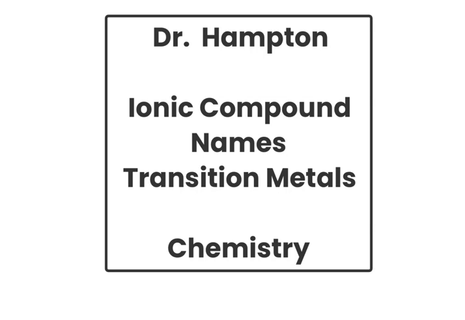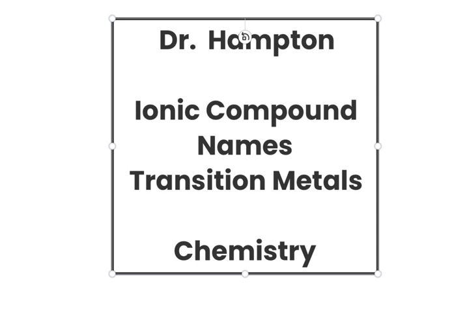Good morning. This video is about how to name ionic compounds that contain a transition metal. So where we're going to start with this is that we are going to pick a transition metal. Remember that the transition metals are those in that center group, those center 10 columns of the periodic table. I'm going to pick one of those, which is going to be copper, and I'm going to bond that with oxygen.